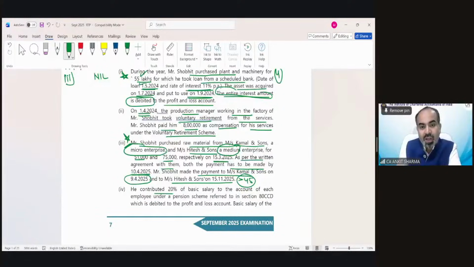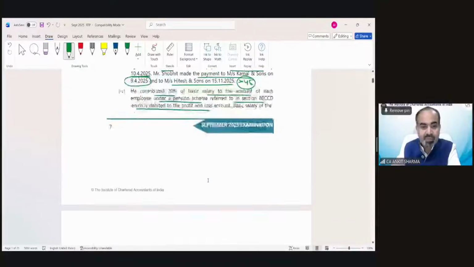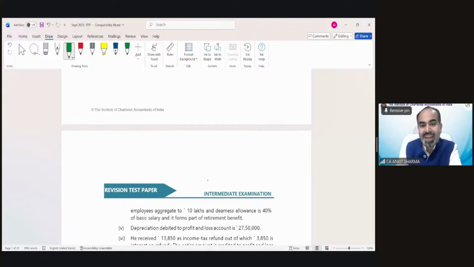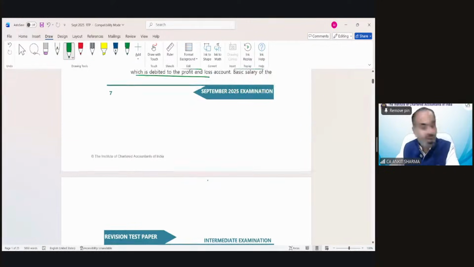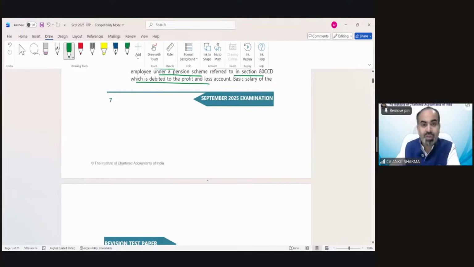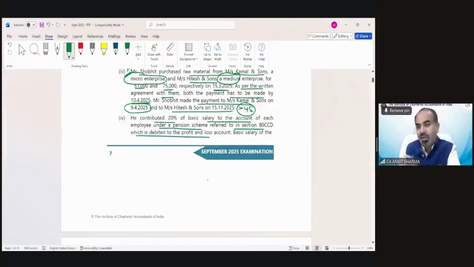He contributes 20% of basic salary to the account of each employee under a pension scheme referred to in section 80CCD, which is debited to the P&L account. Basic salary of the employees aggregates to 10 lakh and dearness allowance is 40% of basic salary and it forms part of retirement benefit. So again, that 80CCD provision we have discussed, only 14% is allowed, the balance is going to be disallowed. You need to do this yourself because we are short of time.